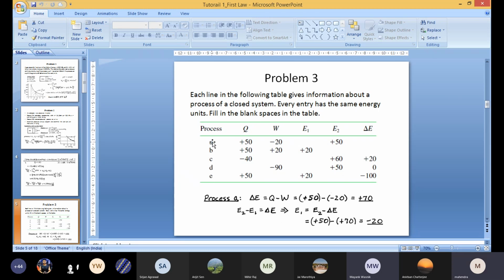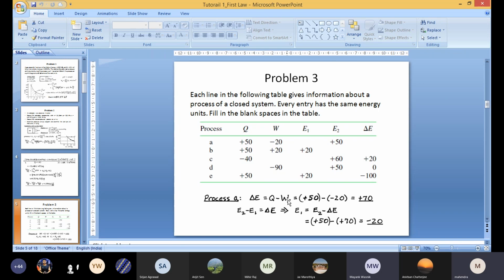Five processes are given over here, A, B, C, D, E. In each process, Q and W are given. Somewhere E1, E2 are missing. Some data is missing, nothing more. In all the cases you will be following this formula. This is a very simple problem actually, but I have given it to emphasize this particular formula, otherwise nothing.